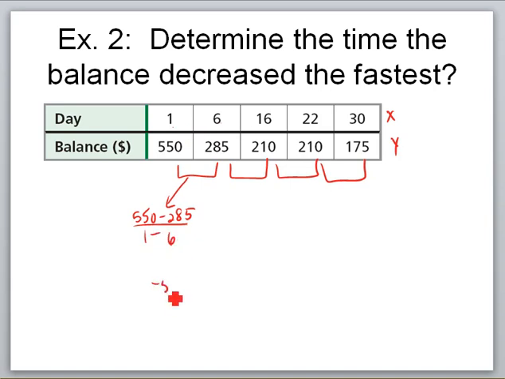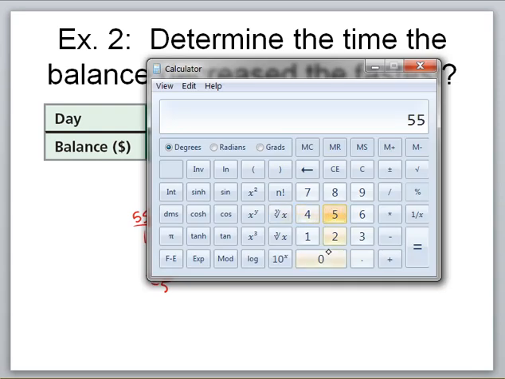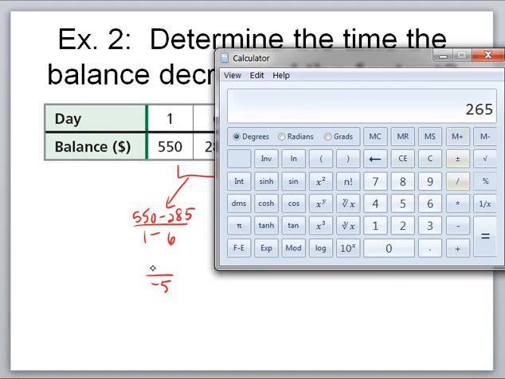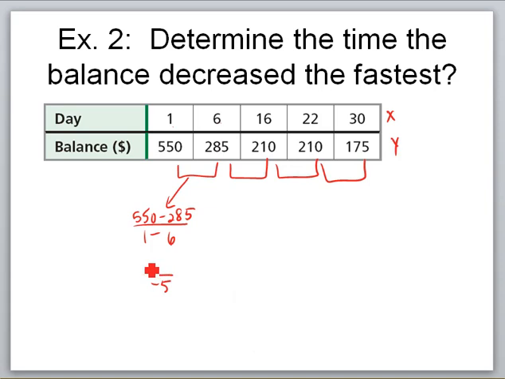That gives me a negative 5 on the bottom. And on the top, I have 550 minus 285, which gives me 265. 265 divided by my negative 5 gives me a negative 53. So I have 265 here, and that gives me negative 53. I will finish this on the next video.